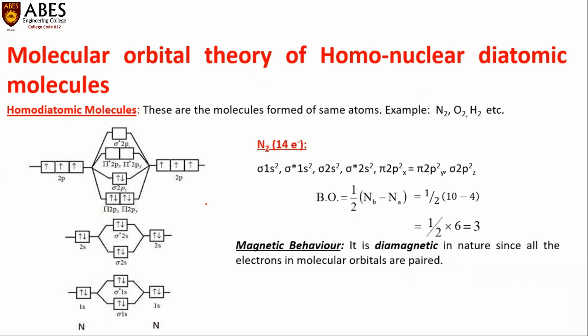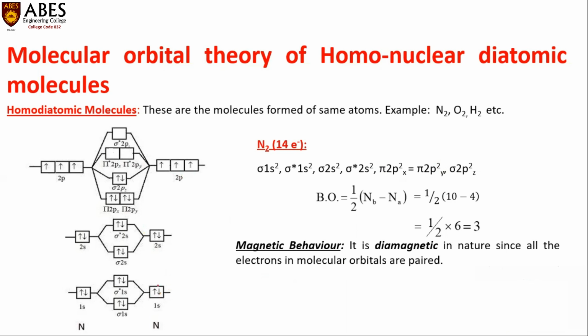The electronic configuration of nitrogen, as we have discussed, will be sigma 1s2, sigma star 1s2, sigma 2s2, sigma star 2s2. Then after the 2s, pi 2px and pi 2py will fill. After that sigma 2pz will fill. So now we will see how the electrons will fill in the molecular orbitals. As we know, the atomic number of nitrogen is 7, so it has 1s2, 2s2 and 2p3 electronic configuration.